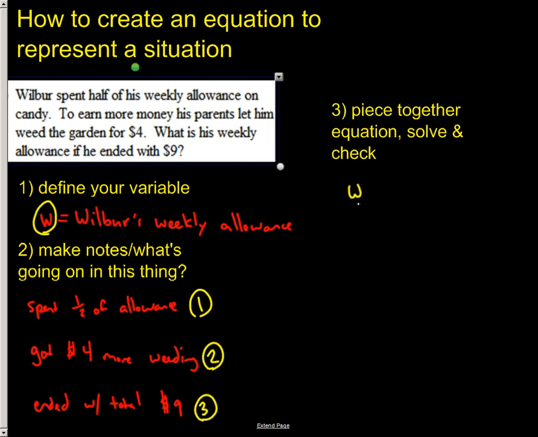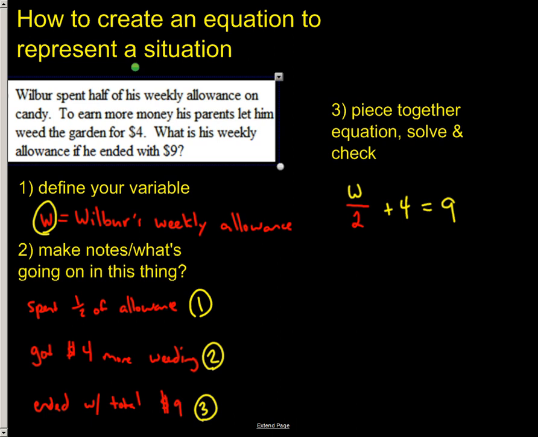So this allowance right here, he spent half of it on candy. How can I show something is being divided by 2 or being half of it? Did you catch what I just said, being divided by 2? Oh, yeah, there's the allowance. There's half of it, divided by 2. Now, what's he do? He goes and gets more money. So is that going to make it go up? Yeah, so we're going to add $4 to the remaining half of his allowance, and he's got $9 total now.